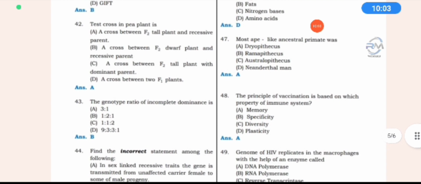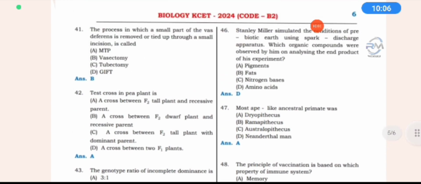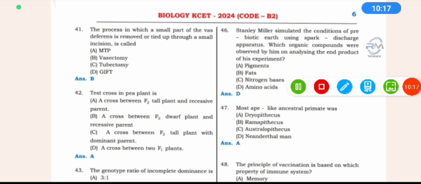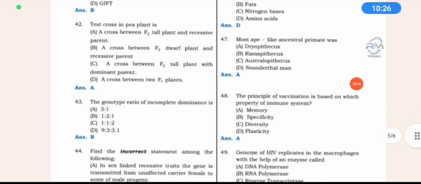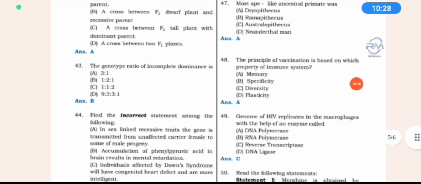Next question 46. Stanley Miller simulated the condition of prebiotic earth using spark discharge apparatus. Which organic compounds were observed by him on analyzing the end product of his experiment? Amino acid. Most ape-like ancestral primate was Dryopithecus. The principle of vaccination is based on which property of immune system? Memory. Genome of HIV replicates in the macrophage with the help of enzyme called reverse transcriptase.